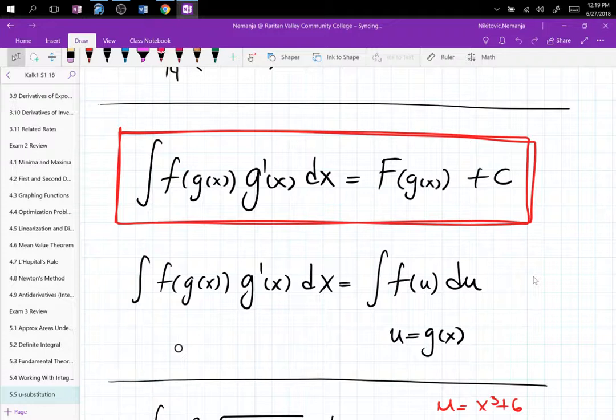U-substitution part 2. We are going to finish off the U-substitution. Now we're going to talk about definite integrals and back substitution. And that will conclude Calculus 1.